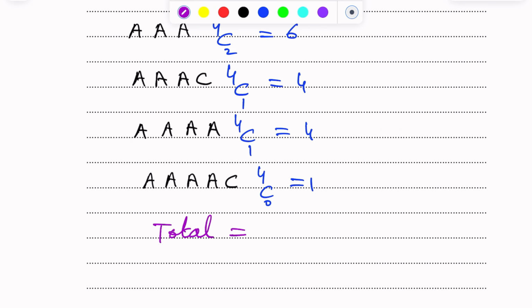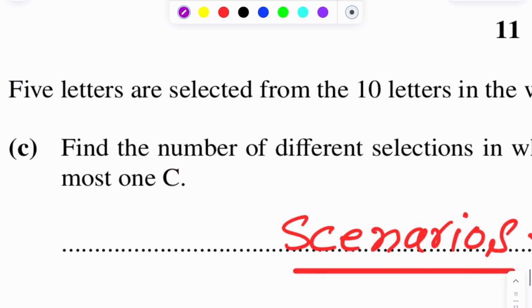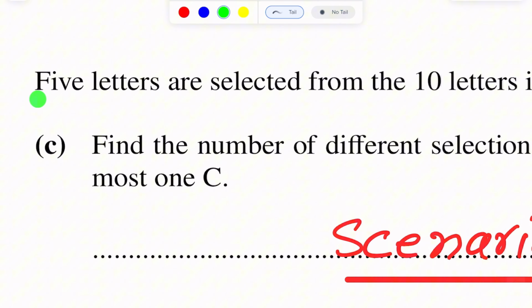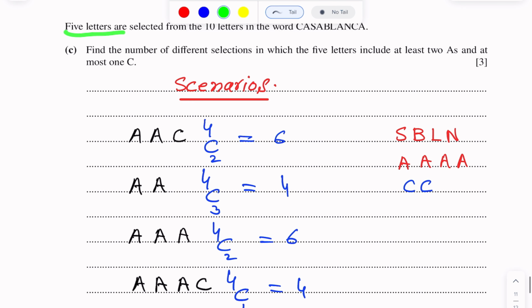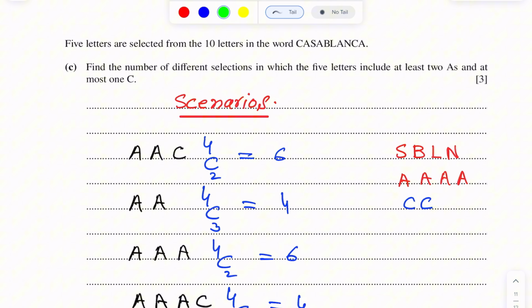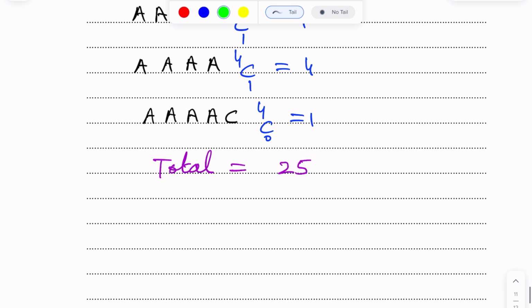There are 25 ways to select the 5 letters following these restrictions, at least 2 A's and at most 1 C. The total number of ways of selection is 25. This comes to an end.